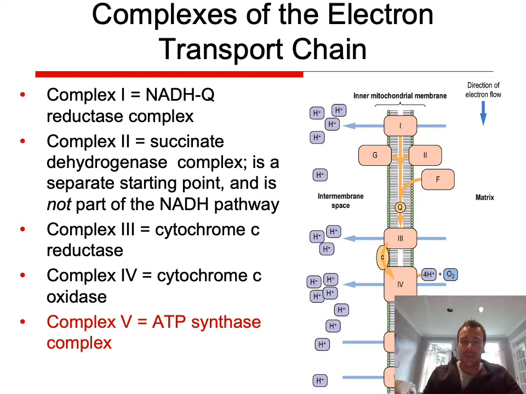Complex 1 is also known as the NADH-Q reductase complex. Complex 2 is known as the succinate dehydrogenase complex. It's actually a separate starting point to the electron transport chain, and it's not part of the normal NADH pathway. Complex 3 is cytochrome C reductase, complex 4 is cytochrome C oxidase, and complex 5 is the ATP synthase complex that's actually taking ADP and phosphorylating it to form ATP.